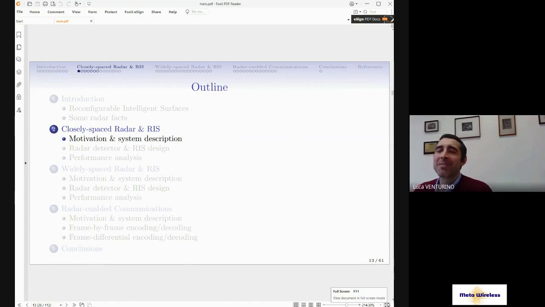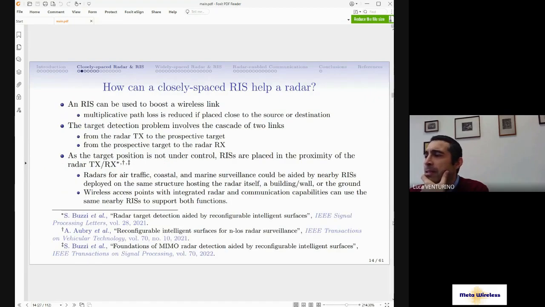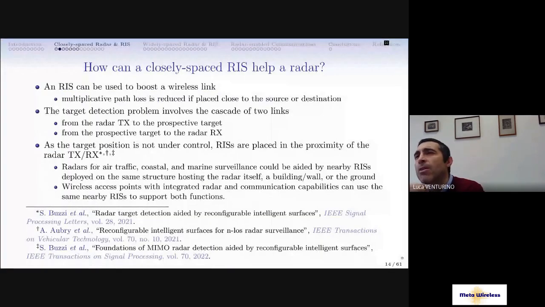Okay, so hello everyone. It is also a pleasure for me to be here and give this talk together with my colleague Emanuele. So I will proceed by introducing the use of RIS in the context of a radar system, by assuming that we can deploy this RIS in close proximity of the radar transmitter or the radar receiver. So the question we would like to answer is how a closely spaced RIS can actually help a radar.